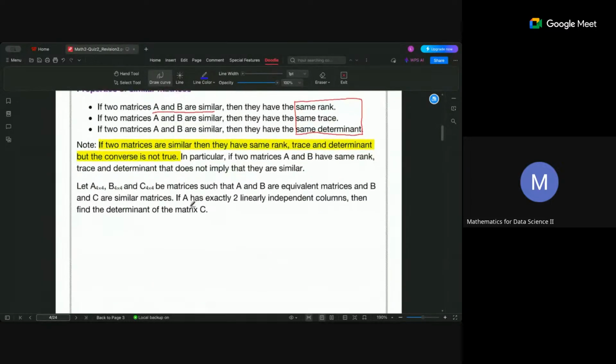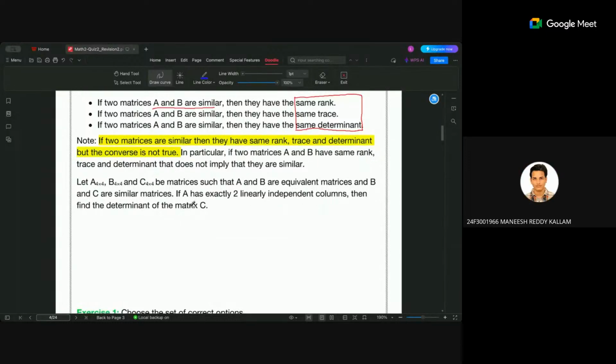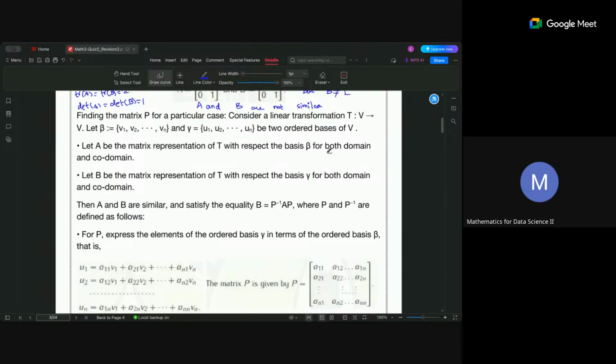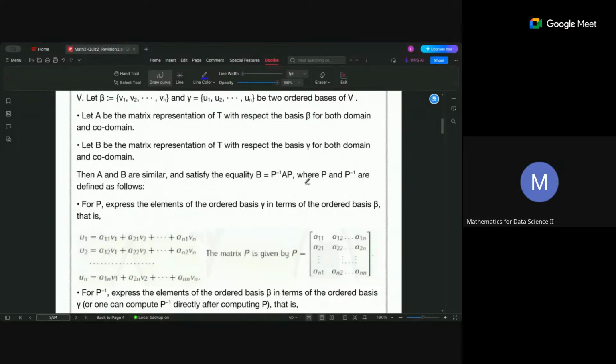Okay, fine. Ma'am, once again, could you repeat how can we find out similar matrices like the P? Okay, so in this case, we are having two bases, beta and gamma. So now what we have to do? We have to express gamma in terms of the ordered basis beta. For example, suppose in case of R2, let us say your V is R2. Let us say your beta is 1, 0, 0, 1, the usual basis. And your gamma is, let us say, 1, 1 and 1, minus 1.